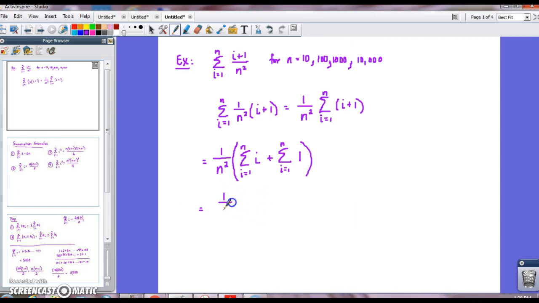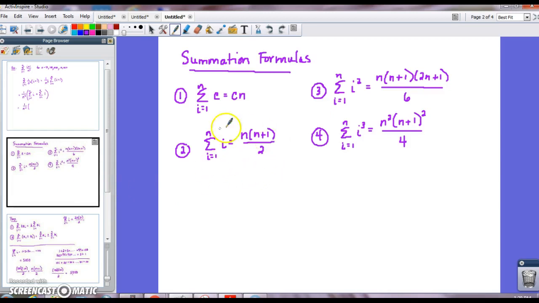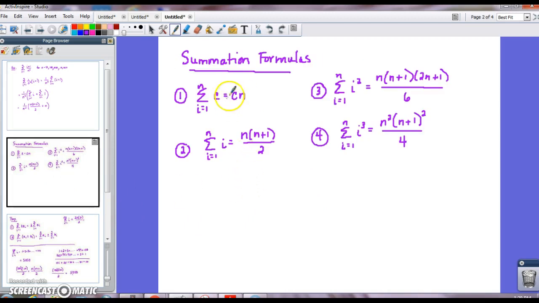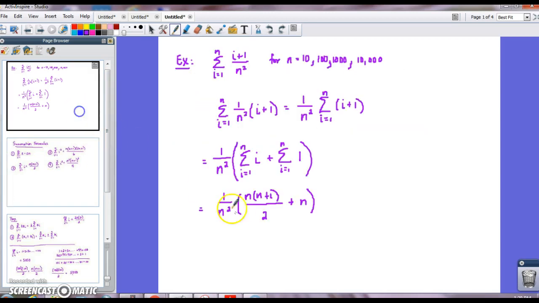Now I have 1 over n squared, and this is one of the summation formulas we were just talking about. That's this one here. And so I can rewrite this as n times n plus 1 over 2. And this just comes out to be n. That's the same as this first formula here. It's just 1 times n, or n.